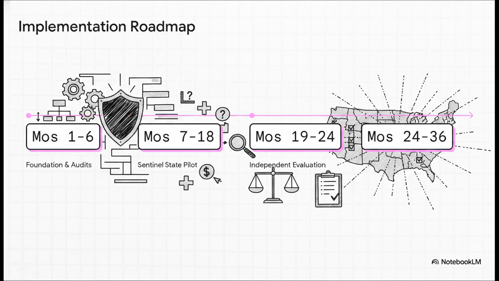Then you run Phase 2, a sentinel state pilot in high-risk categories for a full year. From month 19 to 24, you independently evaluate the data, proving the concept works. And finally, months 24 through 36, you scale those verified, successful systems nationally. It's controlled, it's logical, and most importantly, it's evidence-based.